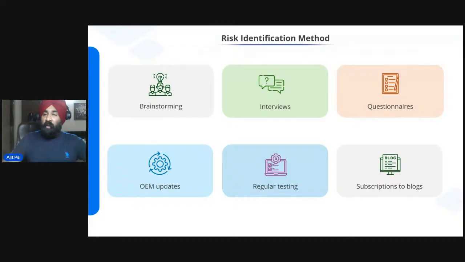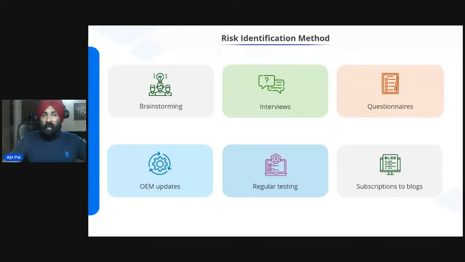Then regular vulnerability assessment, penetration testing, and audits can also help you in finding out the risk. And subscription to blogs: I have been a part of many blogs, and sometimes from blogs I came to know about vulnerabilities. If I talk about the common methods, brainstorming and interviews are very commonly used risk identification methods. But yes, OEM updates and regular testing can also be used. When you are performing a risk assessment for the first time, normally we use the brainstorming and interview methods.